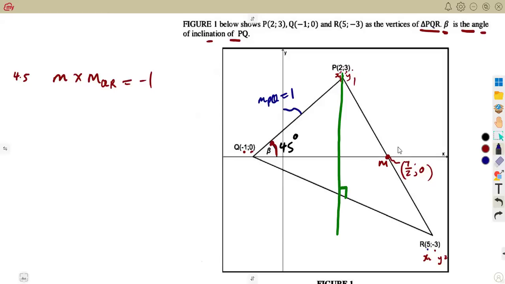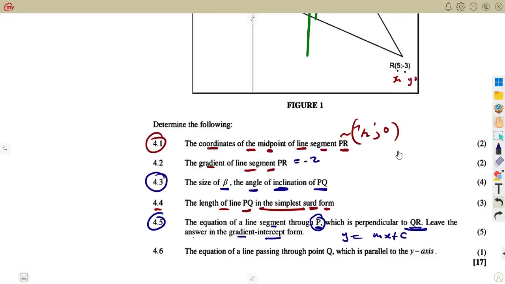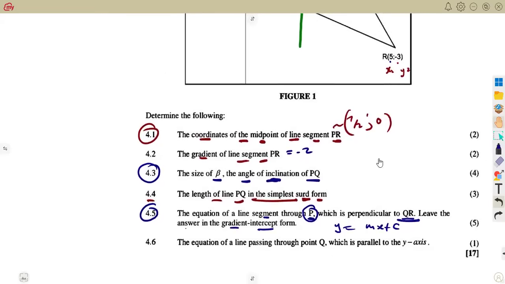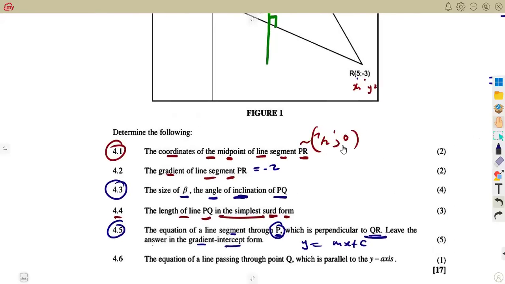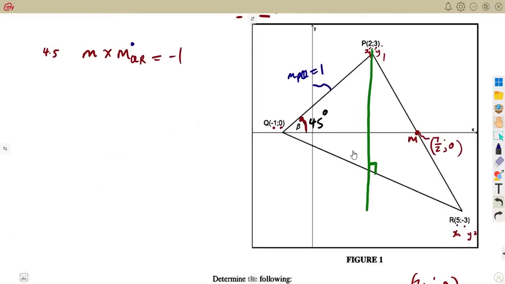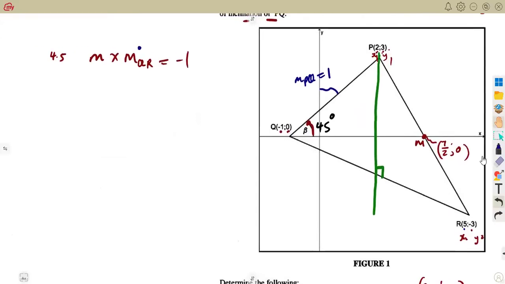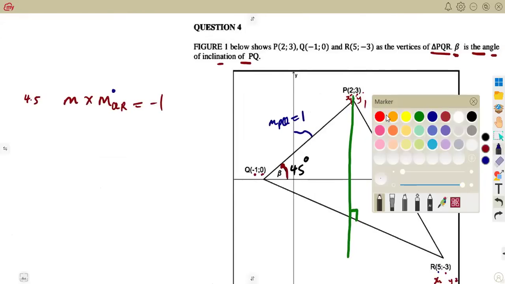Do we have the gradient of QR? We calculated this before. Remember QR here? No, we do not have it. We never calculated this. It was PR. So we are forced to calculate this gradient first because we do not have the gradient of QR, just like the previous case, guys, with how you were calculating the other gradients.